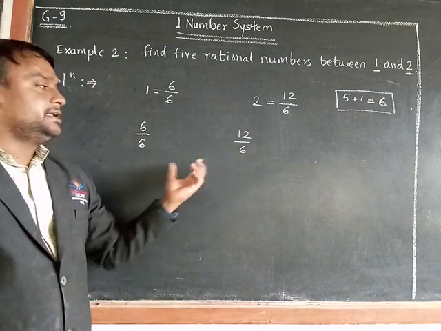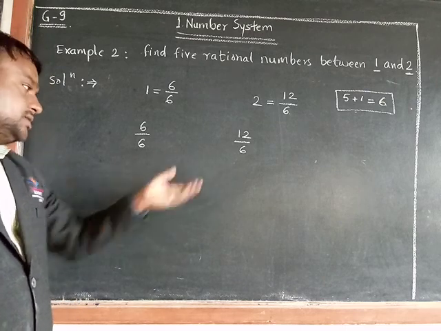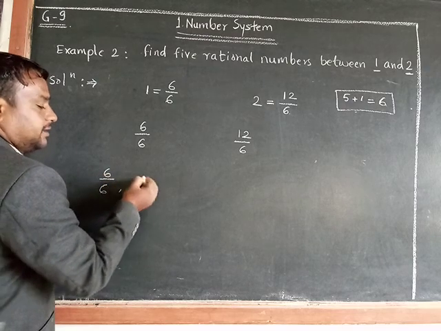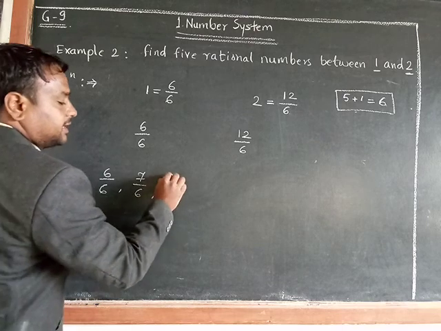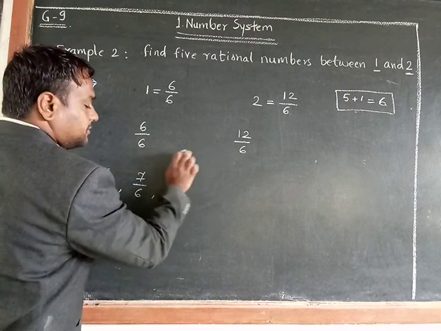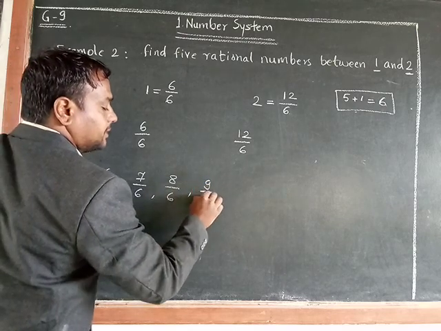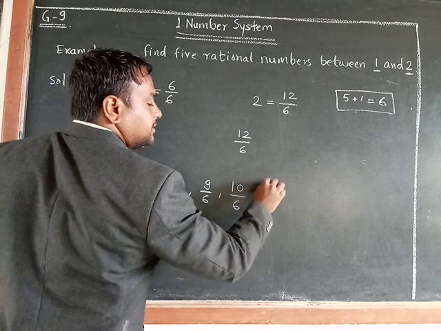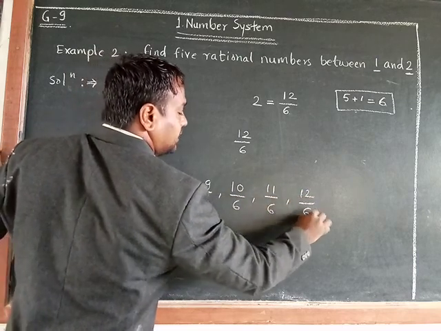Now you can easily write down the 5 rational numbers between those two numbers. So 6 upon 6, the next number is 7 upon 6. Again you can write 8 upon 6, again 9 upon 6, again 10 upon 6, then 11 upon 6. And our last number is 12 upon 6.